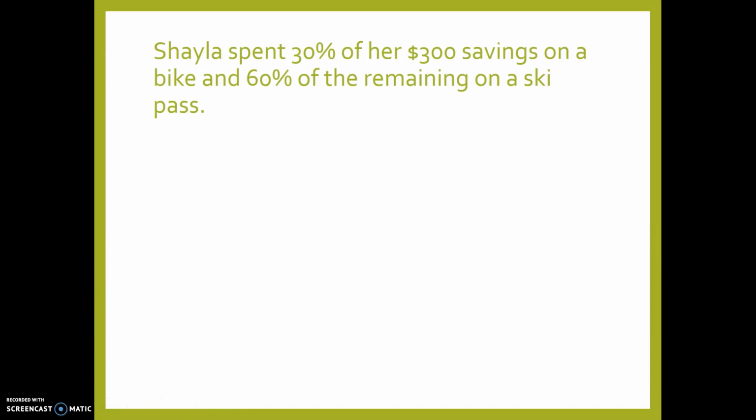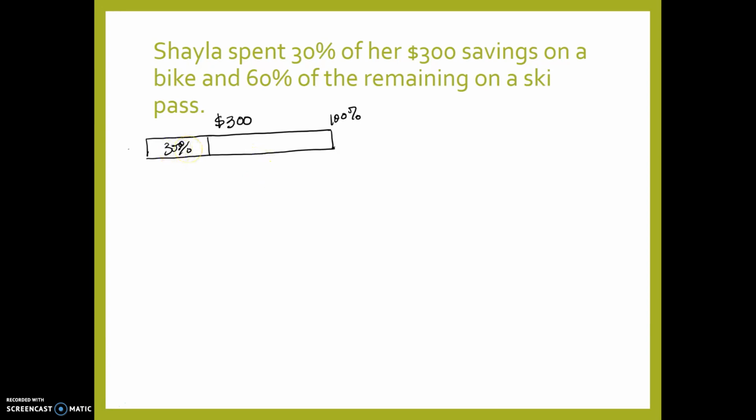Shayla spent 30% of her $300 savings on a bike and 60% of the remaining on a ski pass. Letter A says, what percentage did she spend on a ski pass? Okay, let's draw our bar model. And let's see, let's take the information that we have. She spent 30% on a bike. She had $300 originally, didn't she? Okay, so we want to know what percentage of her original chunk did she spend on a ski pass.